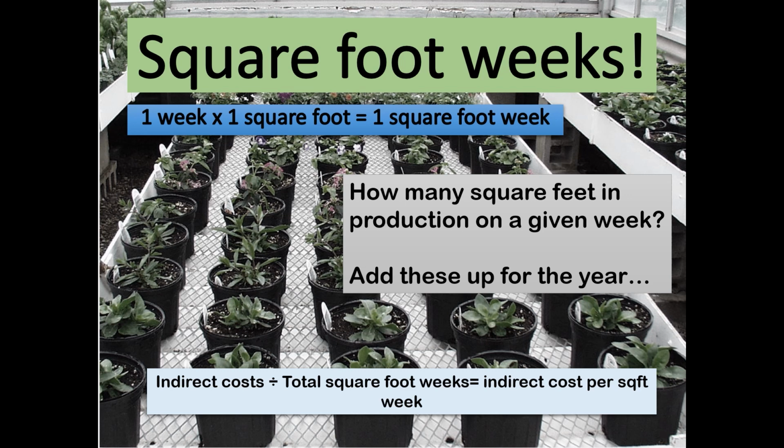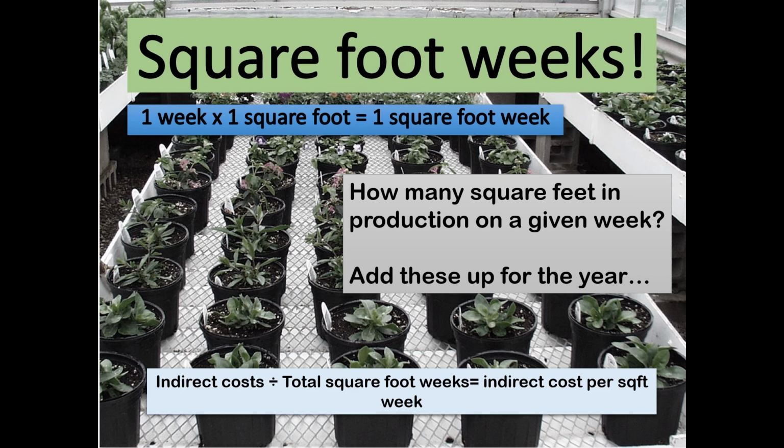And then what we do is figure out how much a square foot week costs my greenhouse range, right? This number is going to be different for every one of us, and it's going to be different from year to year as well. But I figure out how many square feet are in production on week 1, on week 2, on week 3, on week 4 of the year, and I add all of those up for the year, and that gives me the total amount of square foot weeks for the year. And we'll do one in a minute to make this a little more clear.